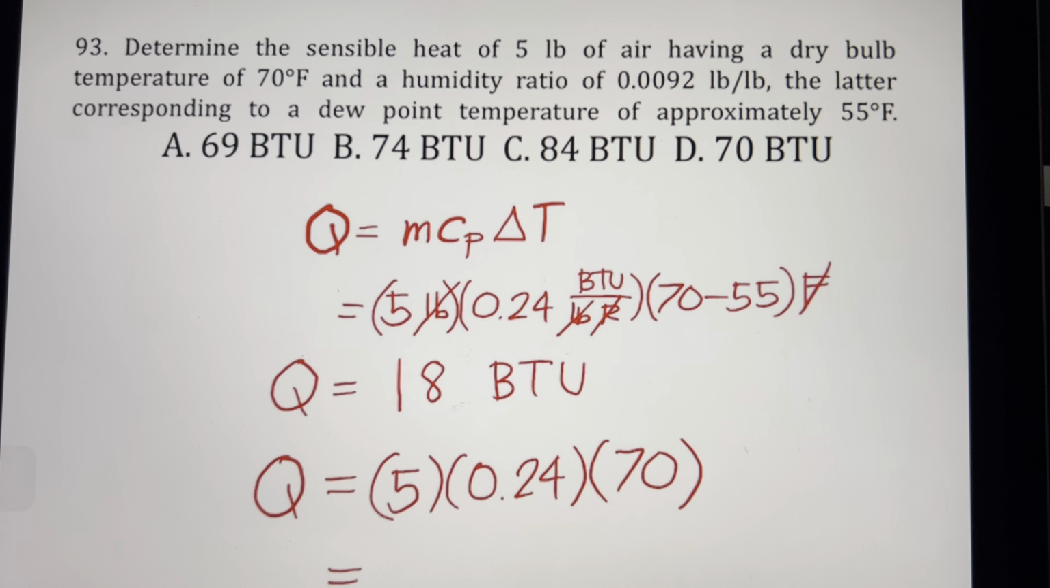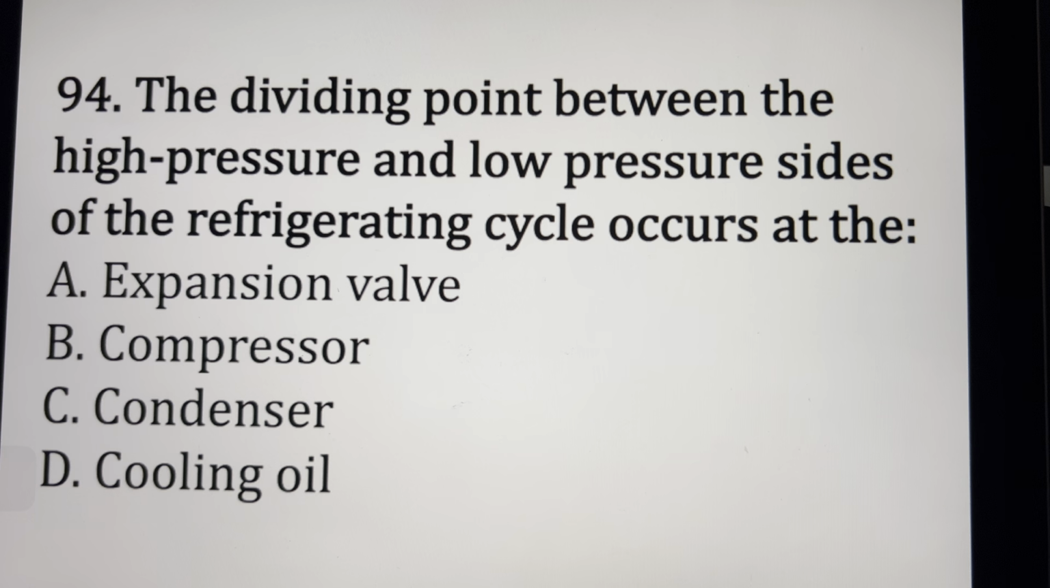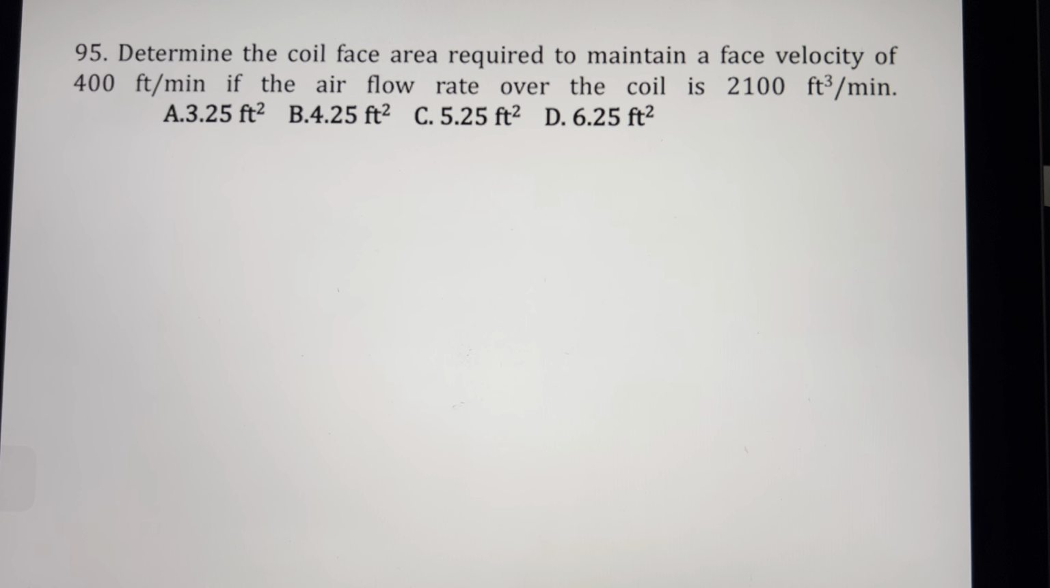So the answer is 84 BTU. 94. The dividing point between the high pressure and low pressure sides of the refrigerating cycle occurs at the expansion valve. Next one, determine the coil face area required to maintain a face velocity of 400 feet per minute.